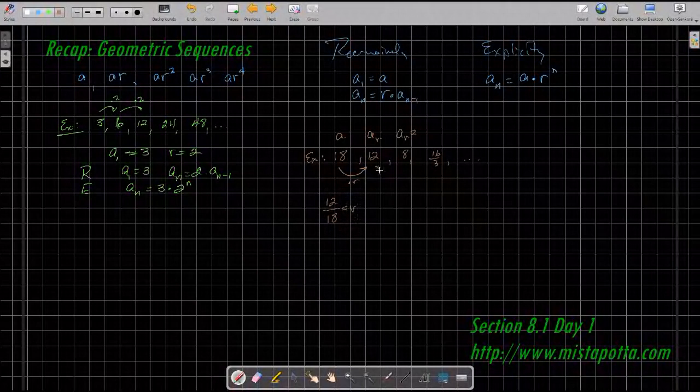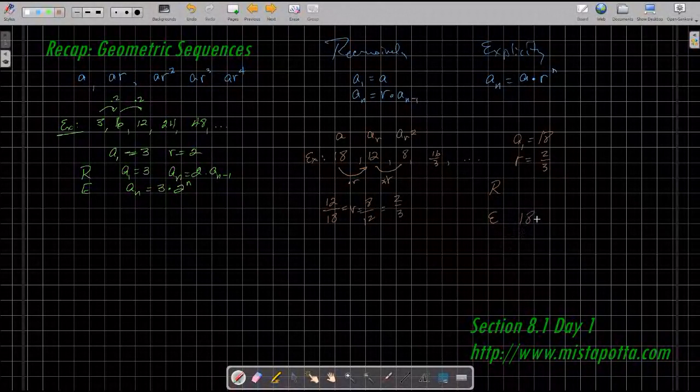And similarly, to get from here to here, I'm multiplying by r. So 8 over 12 should also be equal to r. And I can easily reduce both of these fractions and get that 2/3 ratio out of it. So what's happening here is that my initial term is 18. My common ratio is 2/3. And so I can again talk about this recursively or explicitly.